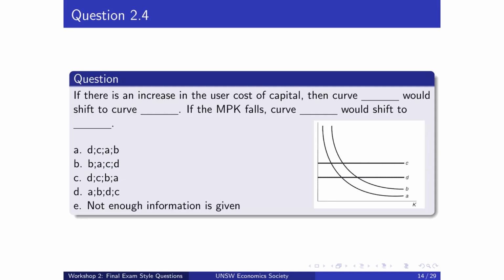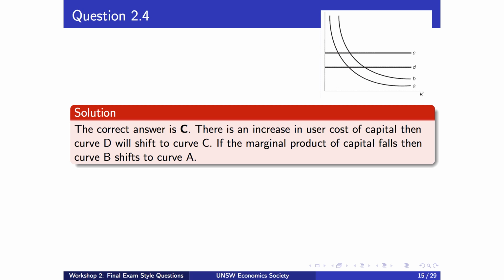Question 2.4. If there is an increase in the user cost of capital, then curve blank will shift to curve blank. If the MPK falls, curve blank will shift to curve blank. This question just combines the movement of both curves, but we can solve for them separately. In the first part, if there is an increase in user cost of capital, then we know that the straight line will shift upwards. In this case, curve D will shift to curve C. If the marginal product of capital falls, the firms will desire a smaller amount of capital at each given user cost. Therefore, curve B shifts to curve A. Hence, the correct answer is C.